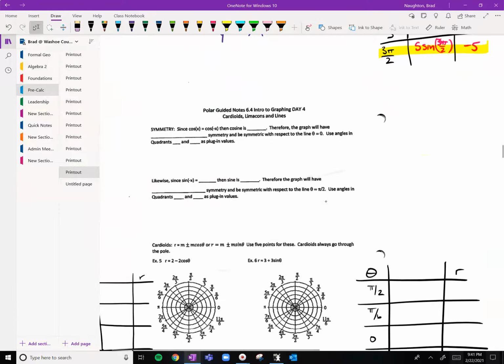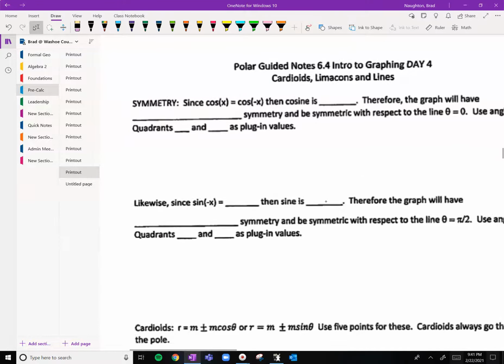Alrighty. So let's fill in some of these blanks. So symmetry, just think of like a butterfly. Or, that was the worst butterfly ever. Yay!